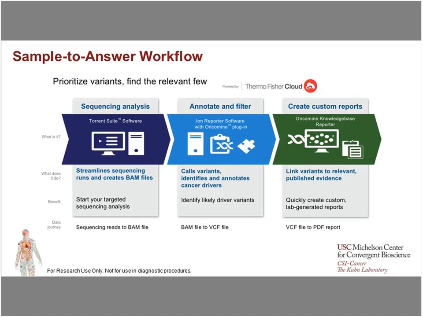The sequencing reads will be created as BAM files on the Torrent Suite and later automatically transferred to the Ion Reporter server for the downstream analysis and the reports. All the alignment, annotation, and the filtering will be done on the Ion Reporter with a specific Oncomine plugin, which is designed to prioritize relevant variants and find the relevant news.